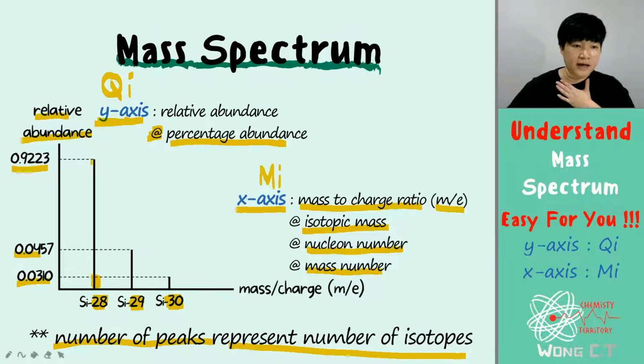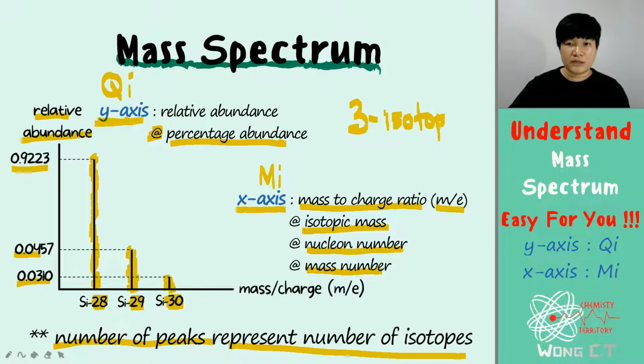Look at the peaks. I have 1 peak over here, that is my first peak for silicon-28. The second peak, silicon-29. The last peak, silicon-30. So over here, silicon has 3 isotopes. Okay? So if I have 4 peaks, then I will have 4 isotopes. If I have 5 peaks, then I will have 5 isotopes. The number of peaks that you have in your mass spectrum represents the number of isotopes you have for that element. So this is everything that you need to know about mass spectrum.